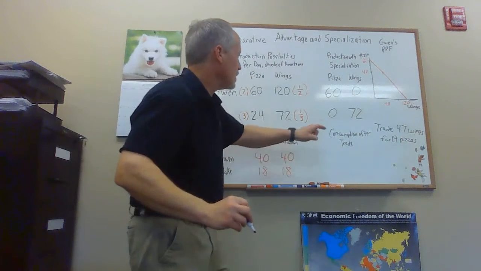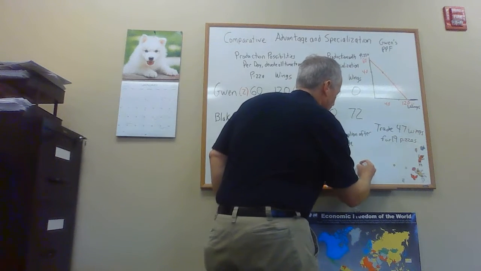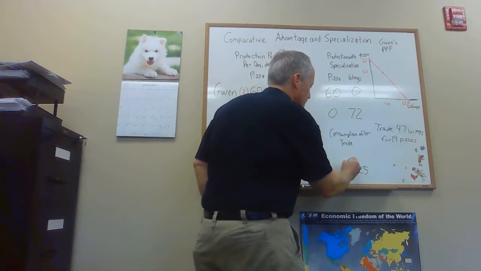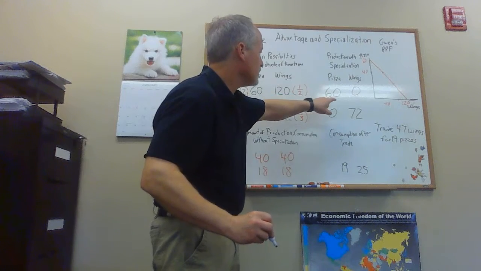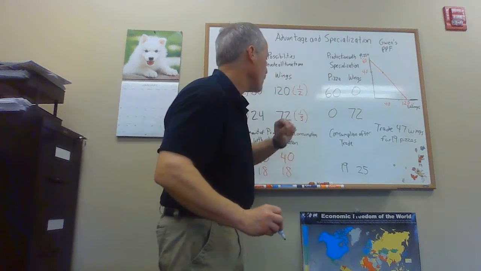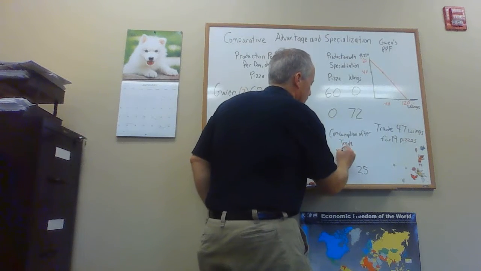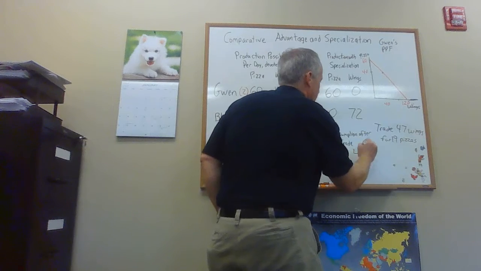So we'll take 47 away from 72. Blake's going to be left with 25 wings, and he gets 19 pizzas. So he'll have 19 and 25. Gwen trades away 19 pizzas, so she'll be left with 41 pizzas, and then she'll get 47 wings.